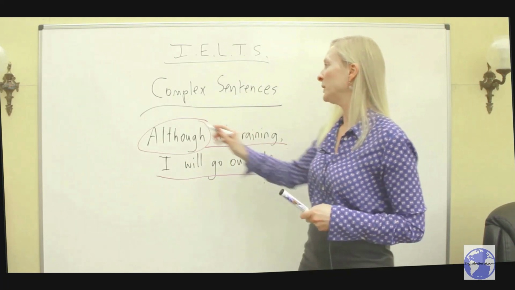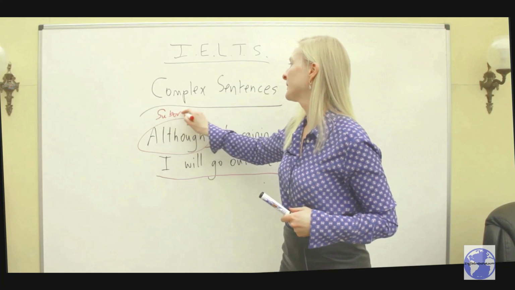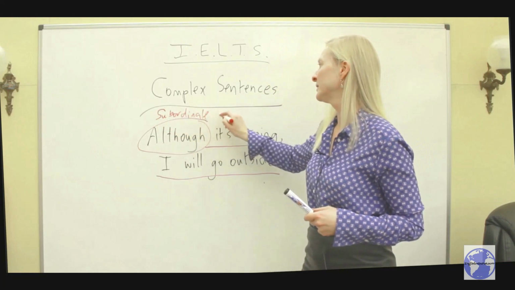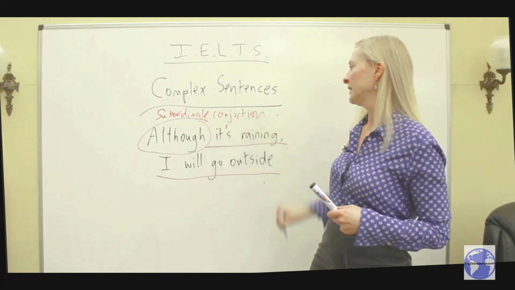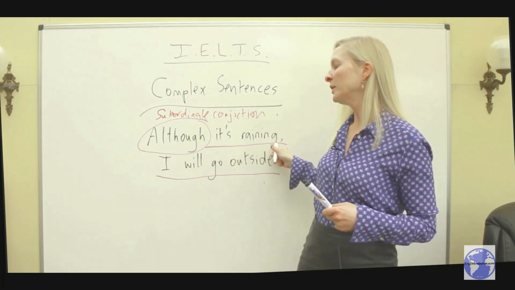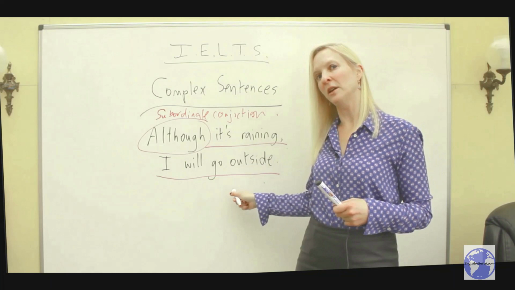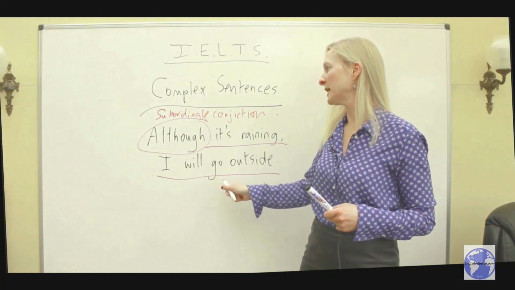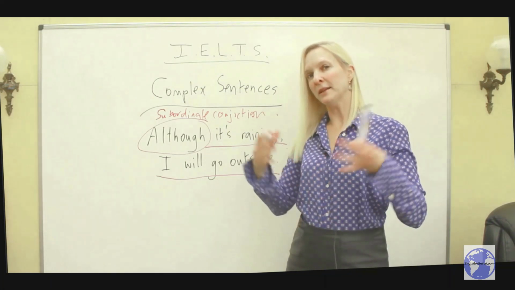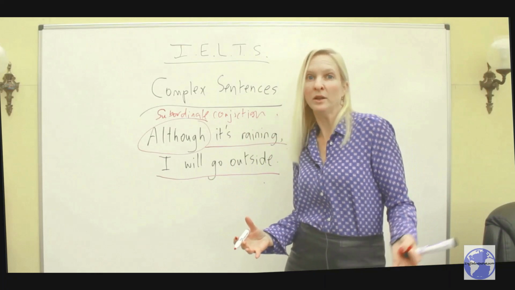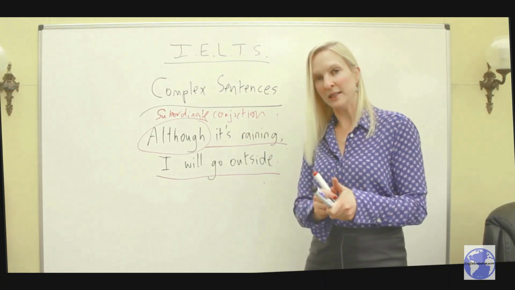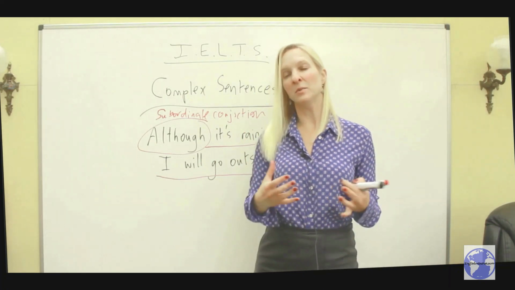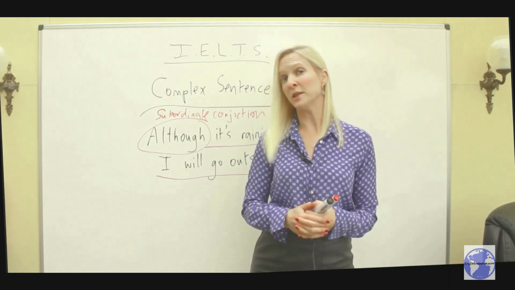So we're using what we call a subordinate conjunction to join one clause with another clause. So instead of just saying it's raining, we make the sentence a little bit more interesting. Well, although it's raining, I will go outside. So the idea of complex sentences is to make your expression more interesting.